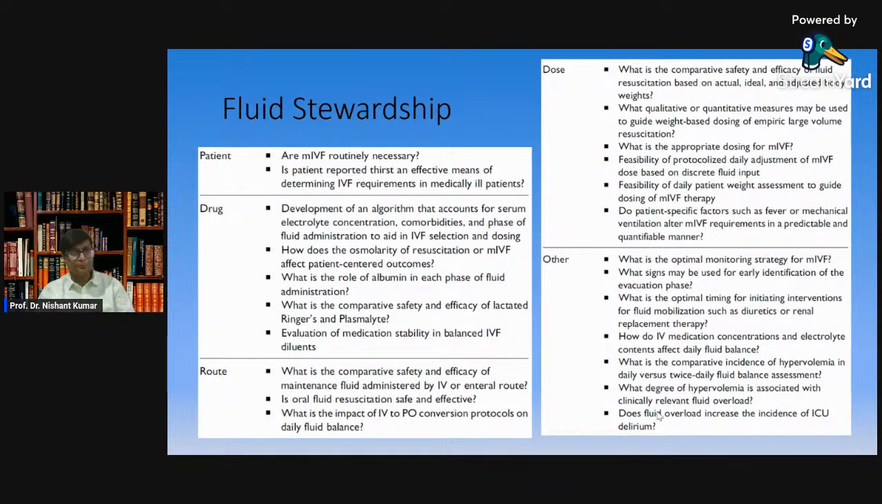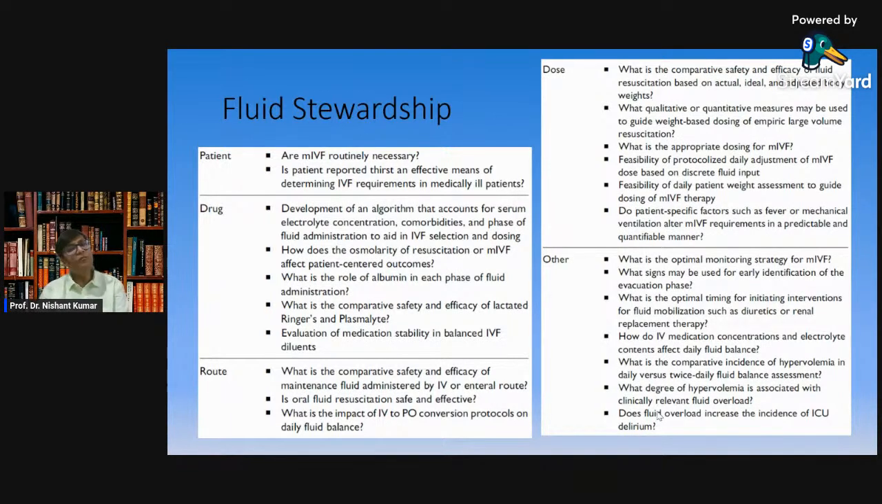The route, whether oral or IV, whether the oral would be better or not. Oral is always better. And daily fluid balance, how the patient behaves when you give oral or IV fluids. Then dose, what dose, whether you give a mini fluid challenge, you give 30 ml per kg, actual, ideal, or adjusted body weights. So all these are the considerations that you have to take into account when we talk of fluid stewardship.